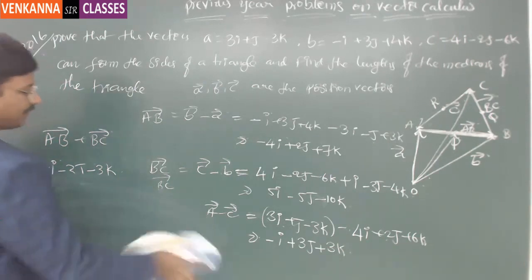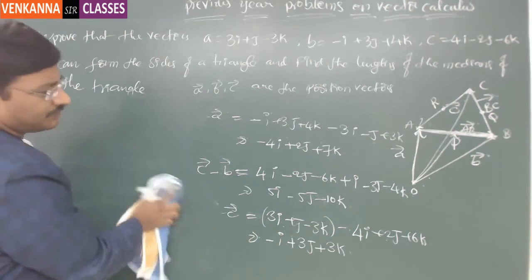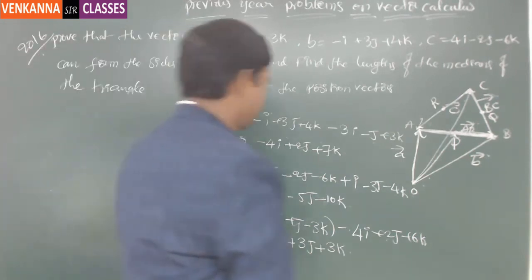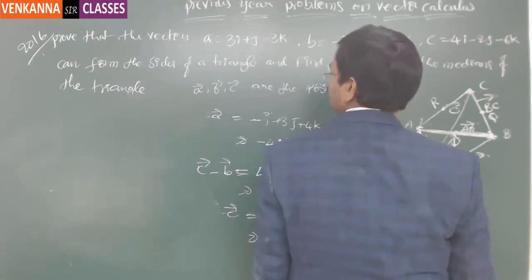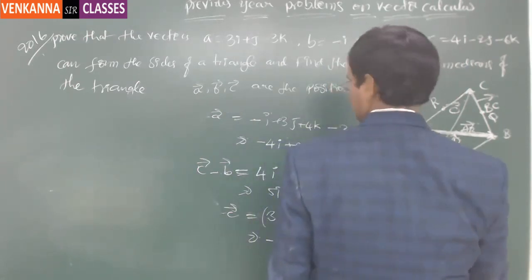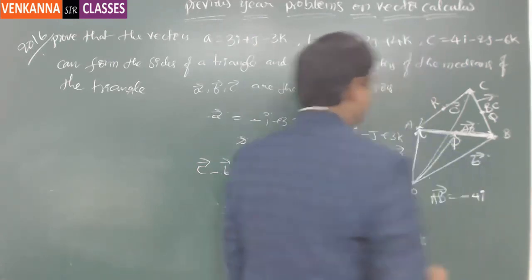Then the next part is, once you find these vectors, you have to identify the medians. I'll just write it here. AB equal to minus 4i, or actually, we'll derive that.